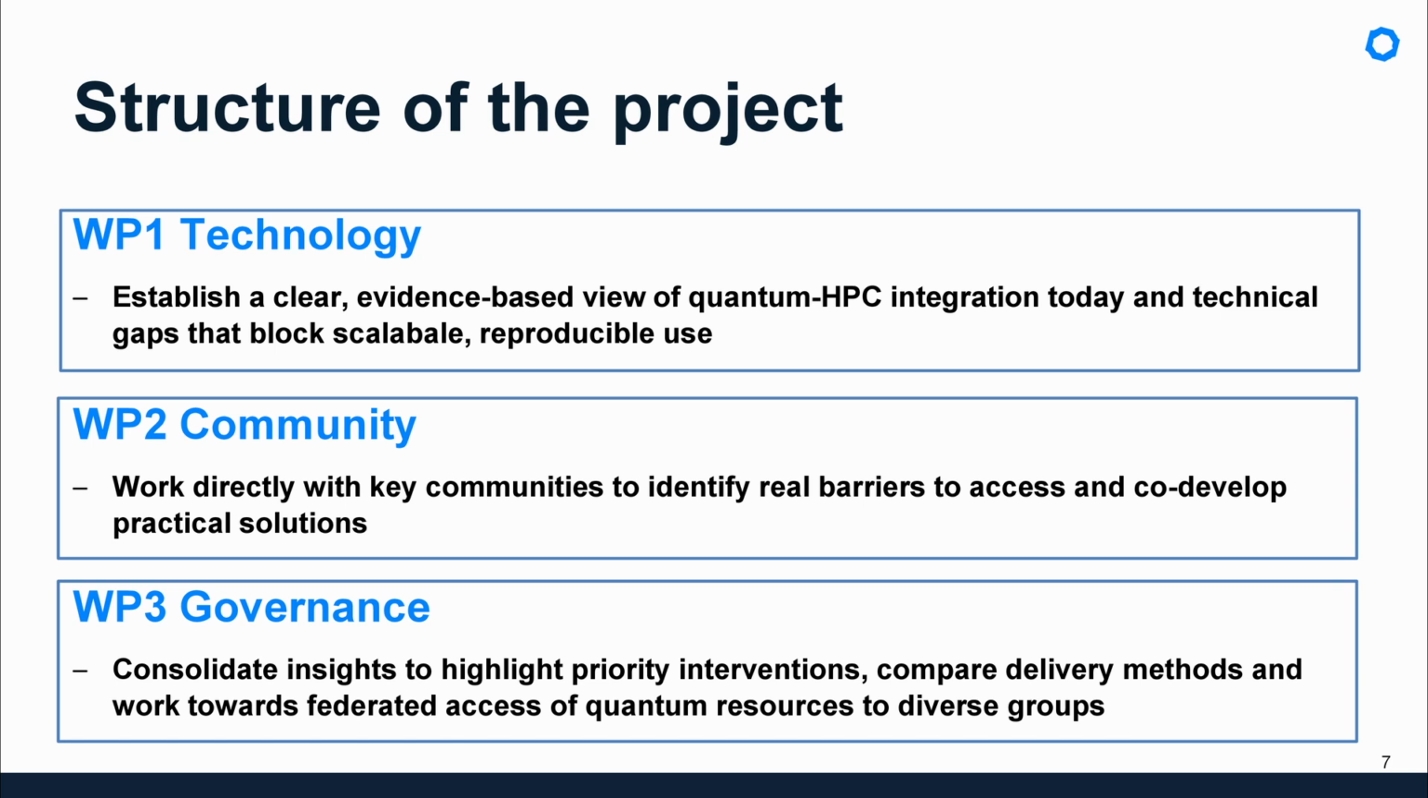Community, I've just spent some time talking about. Two-pronged approach: at the research and domain specialist level, as well as underrepresented communities who may not have had the chance to access quantum. And then work package 3 is consolidating the insight from technology and community to highlight priority interventions and so forth. So that's basically the scope of the project. A bit of technology, a bit of community, bring it together, make it more accessible for everybody.